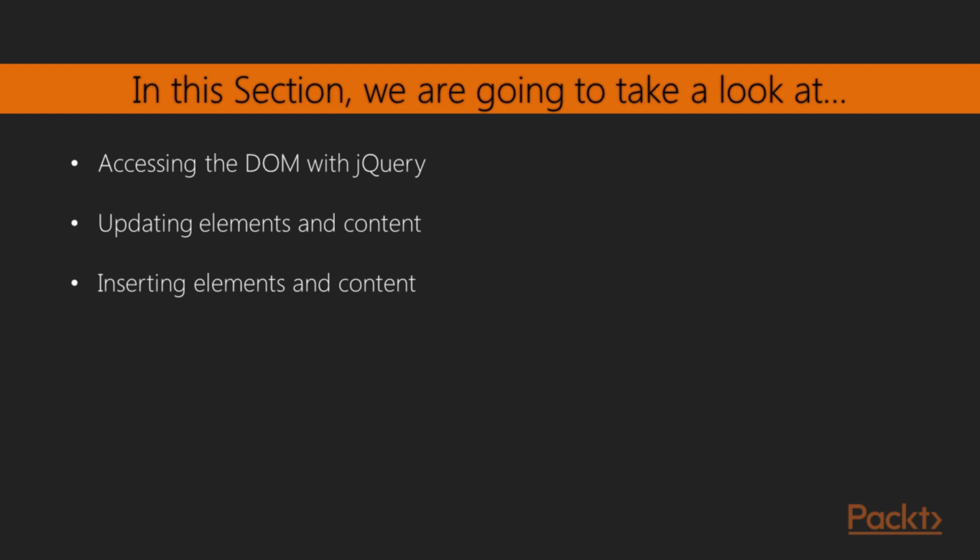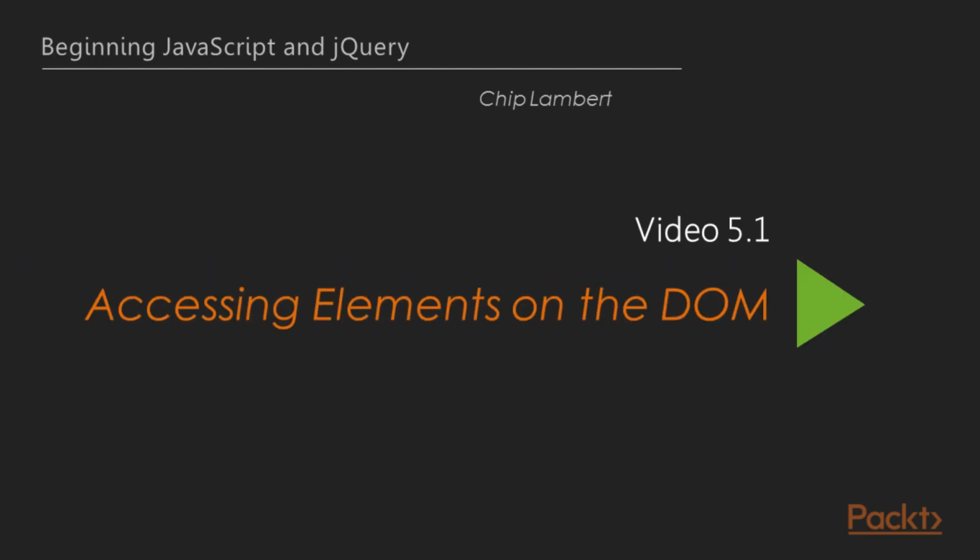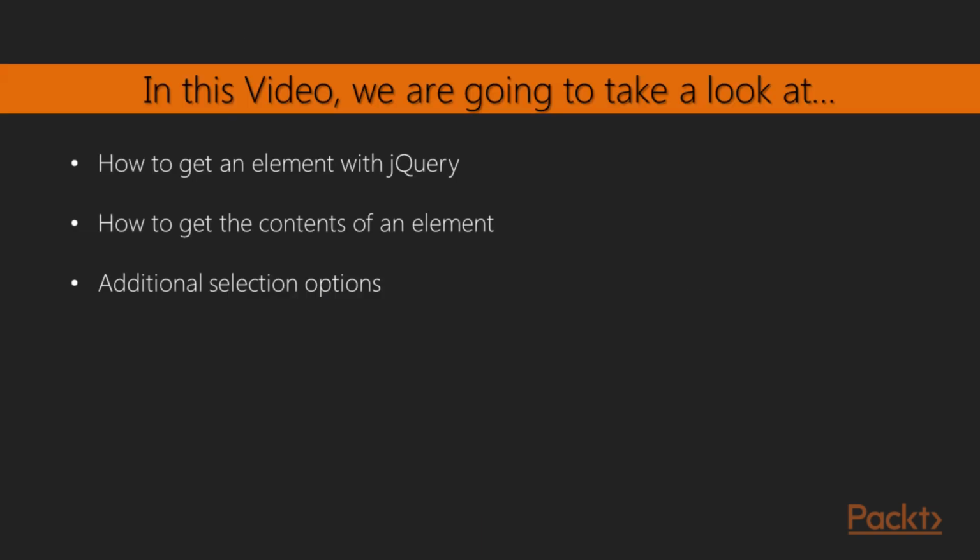In this section, we will be looking at access to DOM with jQuery, how you update elements and content, and then how you would insert new elements and content with jQuery. For the first video in this section, we are going to look at how you access the elements of the DOM. In this video itself, we'll be looking at how you get an element with jQuery, how you get the contents of an element, and then we'll look at some additional options that you can add to enhance or filter the selection that you make.